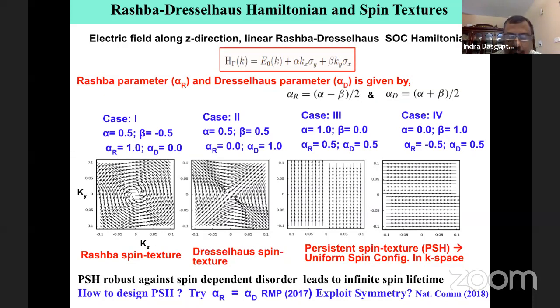So how do you design such a persistent spin texture or persistent spin helix? One, of course, is to design a material where your Rashba coefficient is equal to your Dresselhaus coefficient. This was suggested in 2017, and people also designed such a system, but of course, you know that controlling the Rashba parameter and the Dresselhaus parameter is difficult. Another idea has been to exploit symmetry. And this is what I'm going to talk about today: one can exploit the symmetry of a given system and then predict whether you can have a Rashba effect, a Dresselhaus effect, a persistent spin helix or a persistent spin texture.